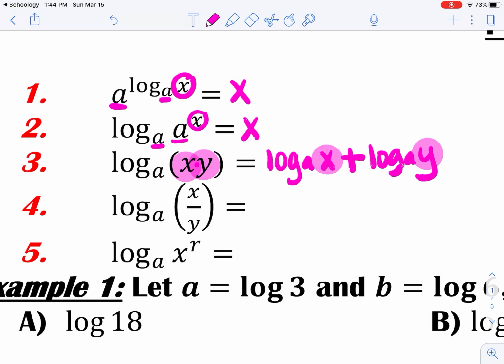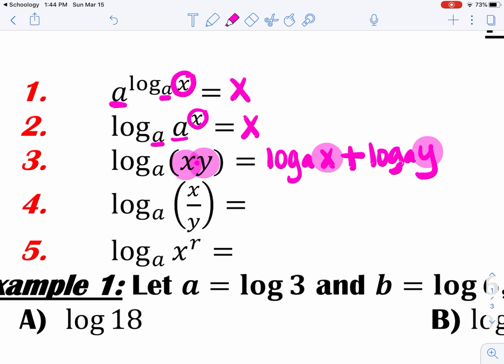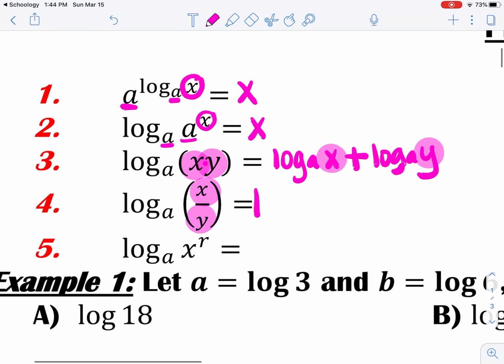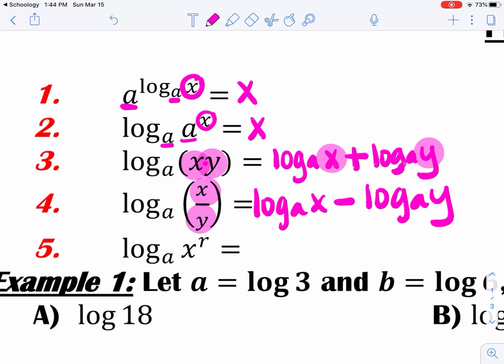Now, you could probably guess what division looks like. If you have a log with the argument being divided, you can split it into two logs where those arguments are on the two separate logs, but they're being subtracted. So log base a of x minus log base a of y.